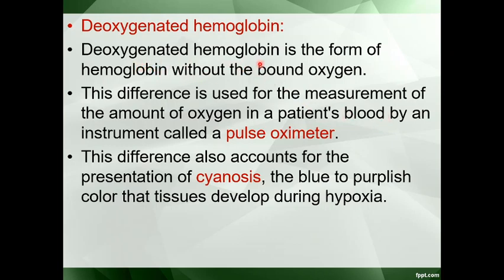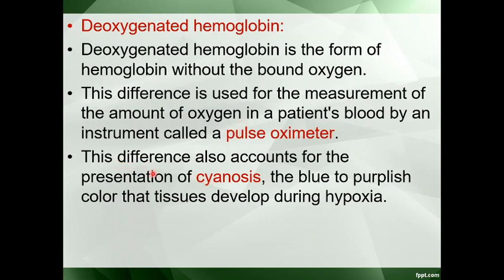Deoxygenated hemoglobin is the form of hemoglobin without oxygen. Oxygen is not bonded to the hemoglobin. And the difference between the oxygenated and deoxygenated hemoglobin measures the amount of oxygen in the patient's blood by the instrument known as pulse oximeter. You just put the finger in the pulse oximeter and it will give you the oxygen saturation. It will give you the pulse rate as well.